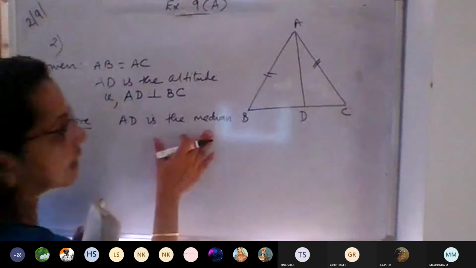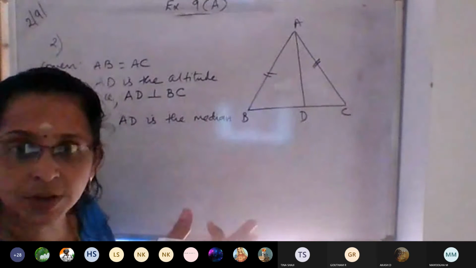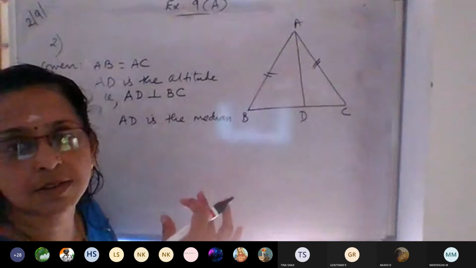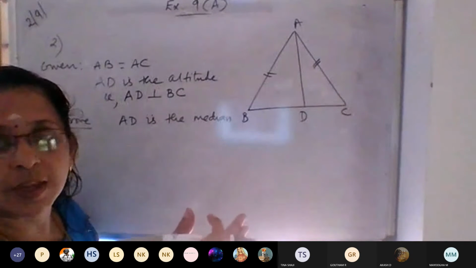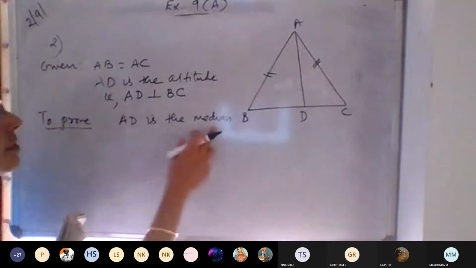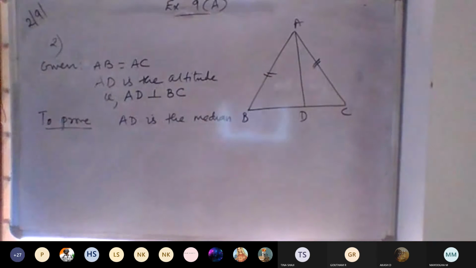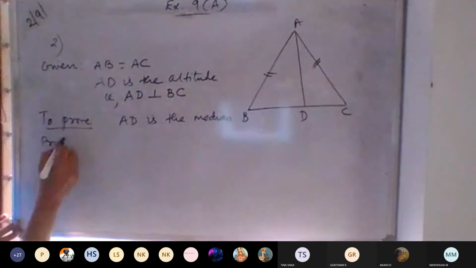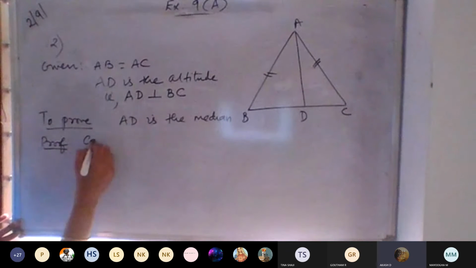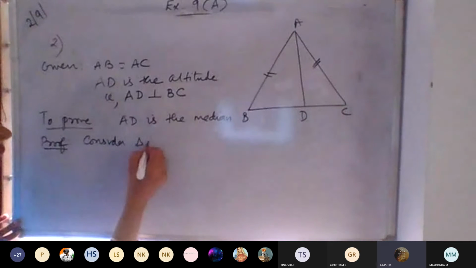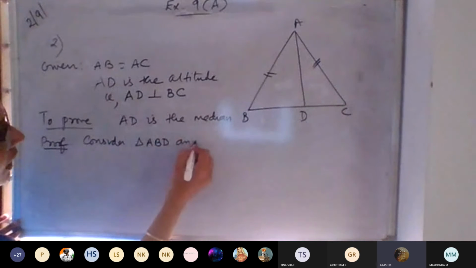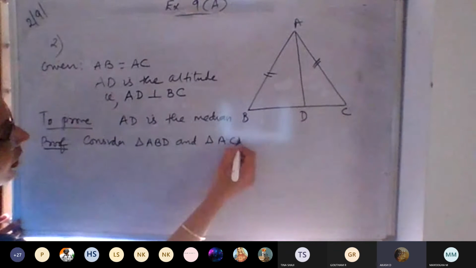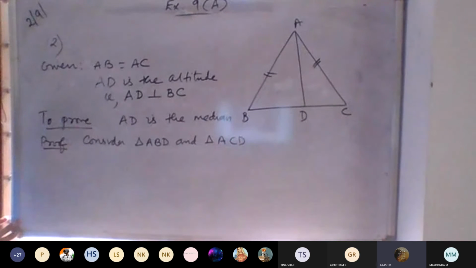For proving that AD is the median, we are considering two triangles. We want to find out that the two triangles are congruent. Then only we can say that AD is the median. So for that, write down the proof. Consider triangle ABD and triangle ACD. AB equal to AC. AD equal to AD, common.